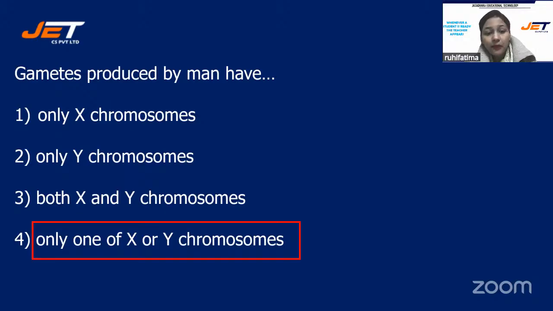Students, the correct answer for this question will be, gametes produced by man have, yes, only one of X or Y chromosome. Means X and Y both they have, but one X and one Y is there. All right, option number four is the right answer for this question. Do not be confused.